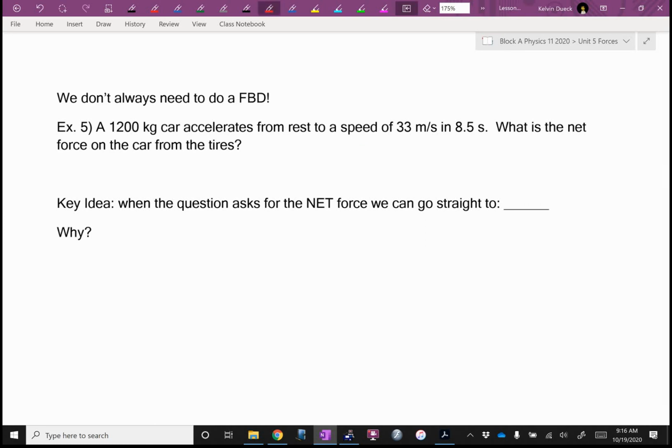The trigger phrase here, wrong playground insult, right? Can you underline the phrase? That's a trigger phrase. If you see in the question the phrase net force, you can go straight to MA. And the reason is, it's actually not F equals MA, it's F net equals MA.